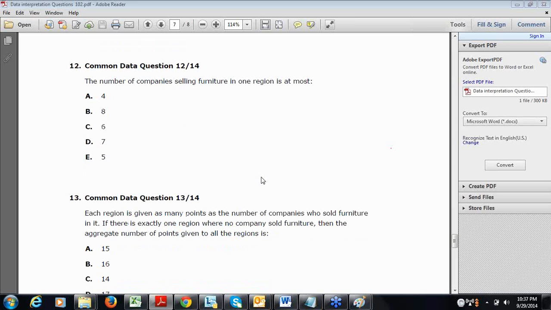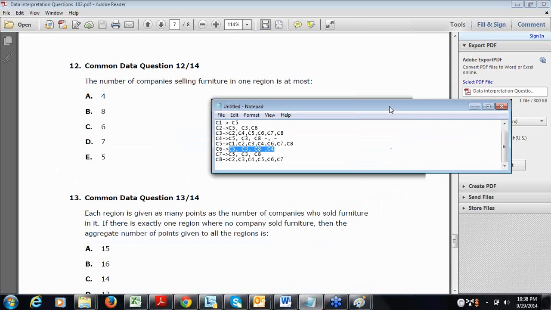Now question number 12. What it asks is the number of companies selling furniture in one region is at most how much? So the question is about the region in which the maximum possible number of companies sell the furniture.